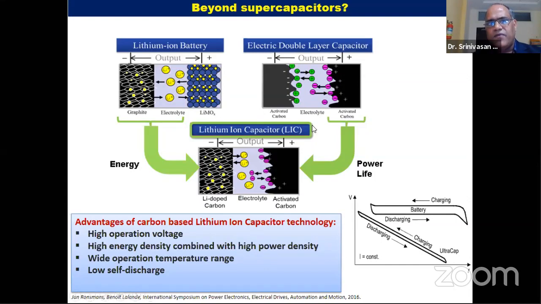What we have done is combine them together. One electrode is the battery electrode, and the other is the supercapacitor electrode, and we are trying to increase the energy of the supercapacitor, because the energy density here is only 10 watt-hour per kg, while here it is 250 watt-hour per kg for the lithium-ion battery. So by doing this, you can improve to about 25 watt-hour per kg. That is our intention. These are all the advantages of the lithium-ion based capacitor.